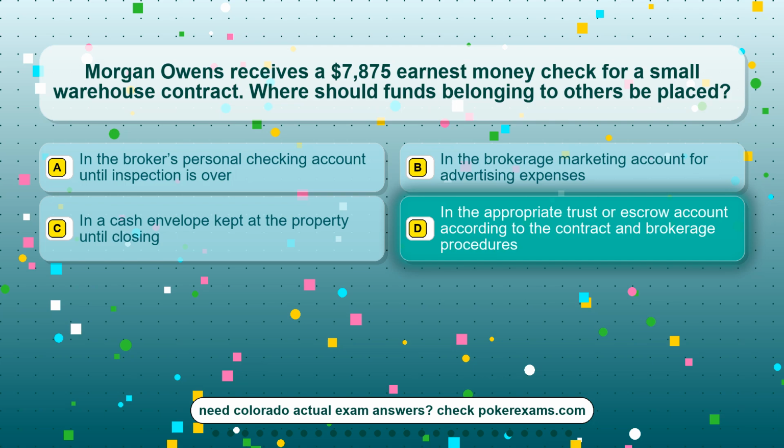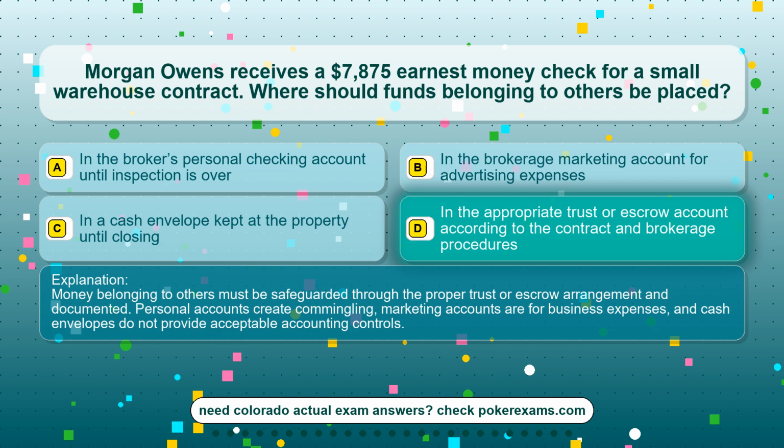The correct answer is option D. In the appropriate trust or escrow account according to the contract and brokerage procedures. Money belonging to others must be safeguarded through the proper trust or escrow arrangement and documented. Personal accounts create commingling, marketing accounts are for business expenses, and cash envelopes do not provide acceptable accounting controls.